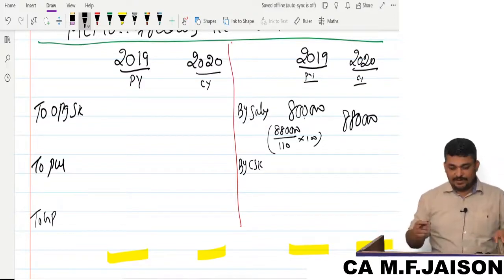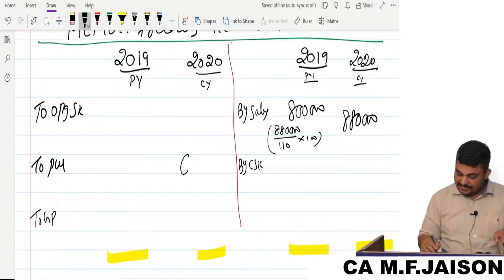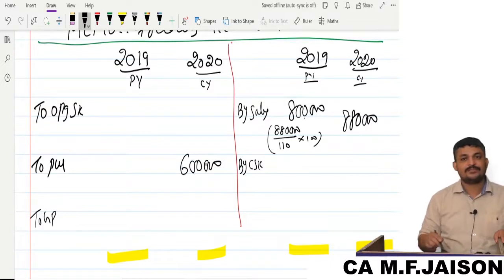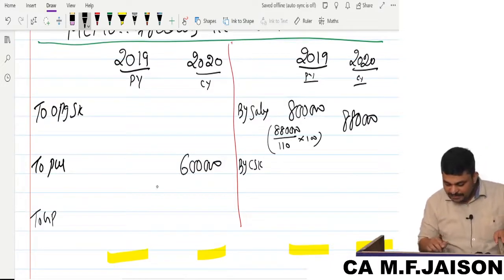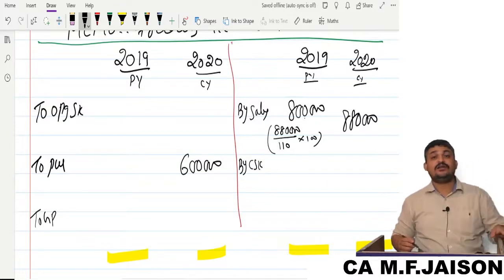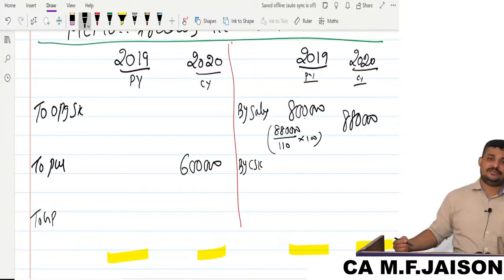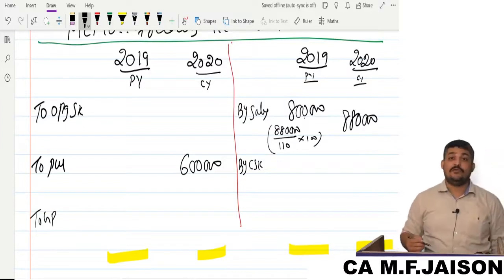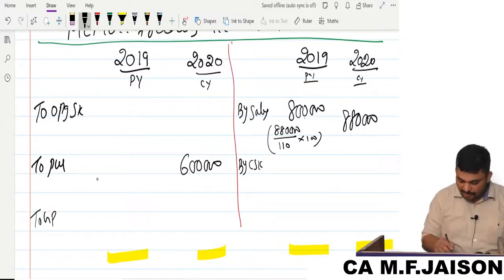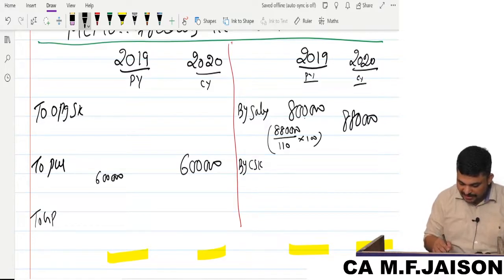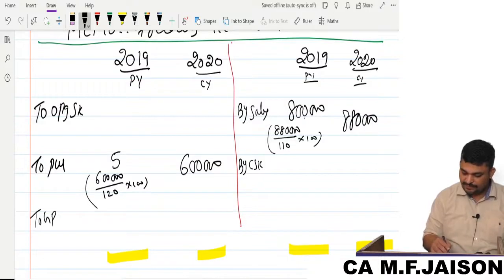Similarly, what is the purchase of 2020? 6 lakhs. Now, between these 2 years, what is the relationship? Cost to price. Purchase price was increased by how much percentage? 20%. But this represents how much? 120. How to find out? It is 6 lakhs divided by 120 into 100, which is 5 lakhs.